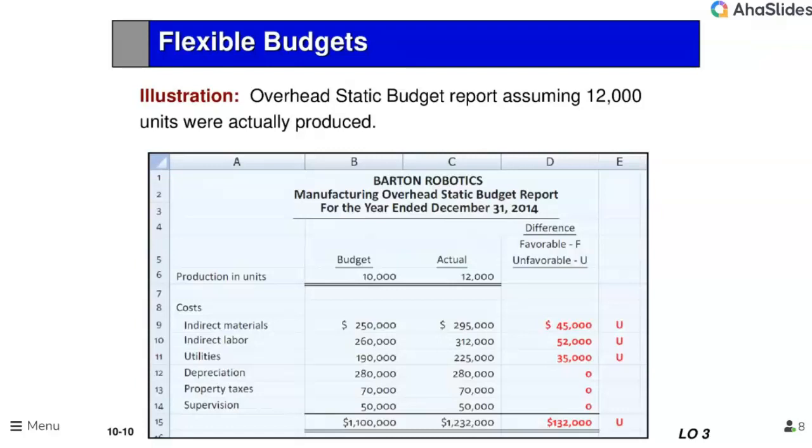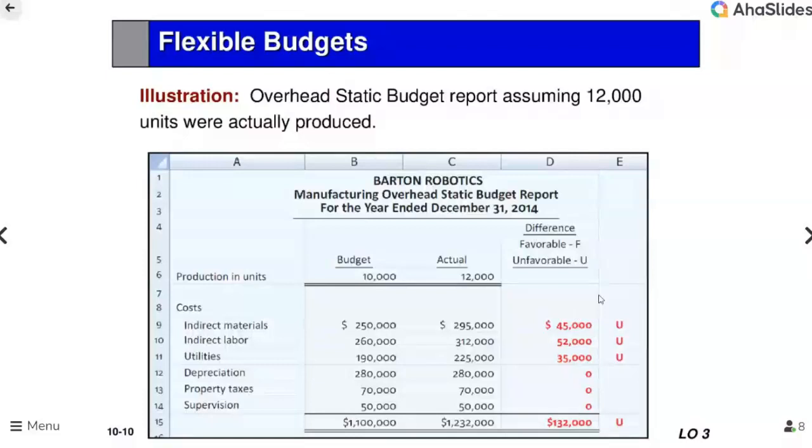Now the manager was told that the sales were going to be something, so the production budget, he built 10,000 based on the sales, and he came up with these numbers. But the production ended up being 12,000. So doesn't it make sense he's going to spend more on indirect materials to produce 12,000 than he estimated on 10? Yes. These are variable costs. They vary with output, and the output was estimated at 10, but the actual is 12.